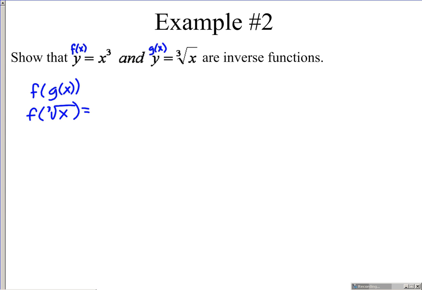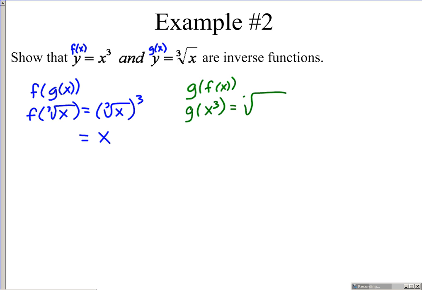So now in my f function, I need to put in the cube root of x where I had x, and when we cube a cube root, they undo each other, they are inverses. We're just left with x. Do the same thing going the other direction. Find g of f of x. That's g of x cubed. So now in my g function, where I had x, I'm going to put in x cubed. When we take the cube root of something cubed, they cancel. And again, we're just left with x. We've shown the composition in both directions is x. Therefore, we know that they are inverses of one another.